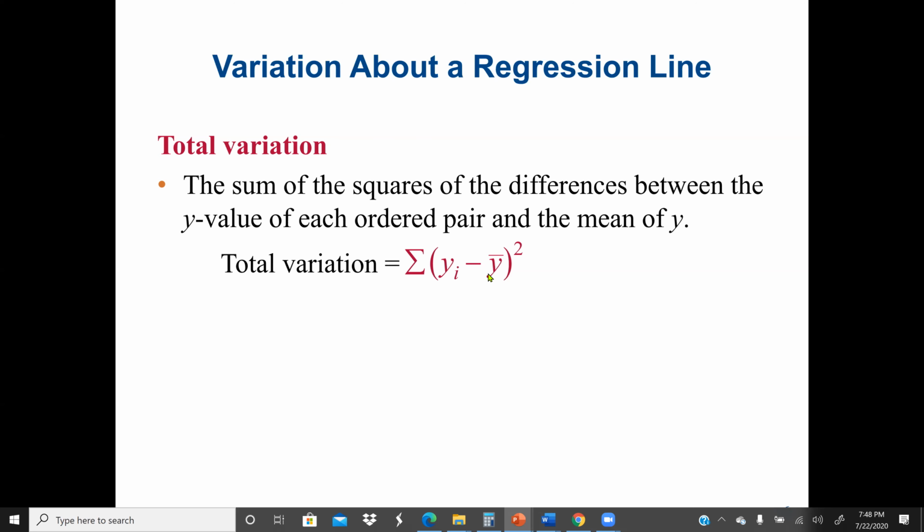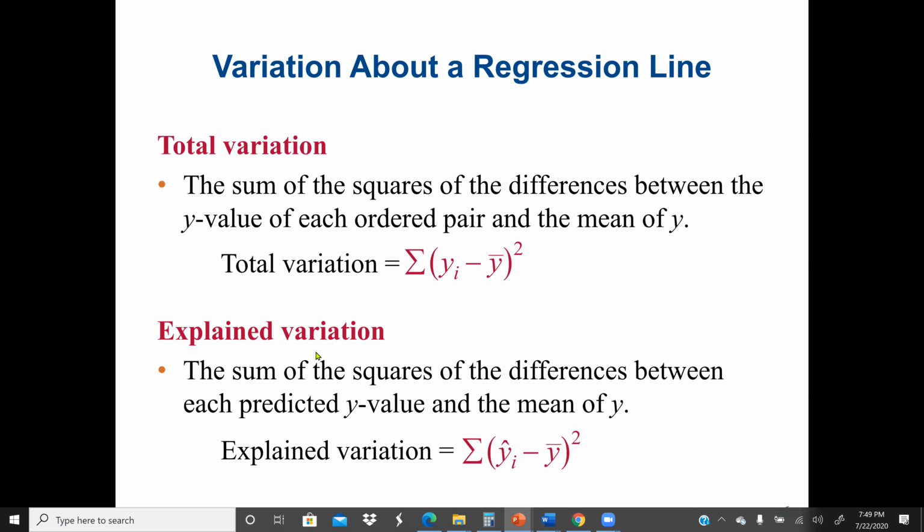We find the difference between the actual value and the mean, then we square it, then we add it to the next value. So if I have two y values, it will be (y1 minus y mean) squared plus (y2 minus y mean) squared, plus, and we keep going because that's the sum. This will give us the total variation: the sum of the squared differences between the actual values and the mean.